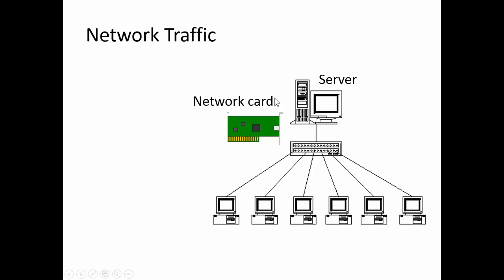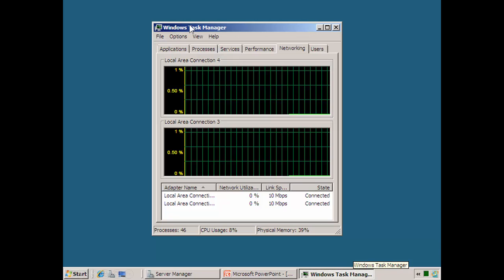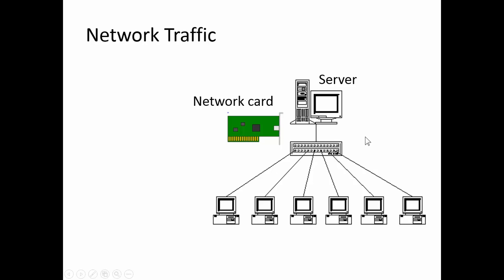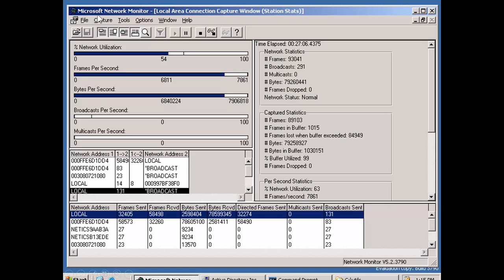To measure how much activity is on the network interface card, you can go to Task Manager and select the tab that says Networking, and that shows how much activity is on the individual network interface card. But Task Manager does not show you overall traffic for all the computers on the network. To do that, you would need a program such as Microsoft's Network Monitor.